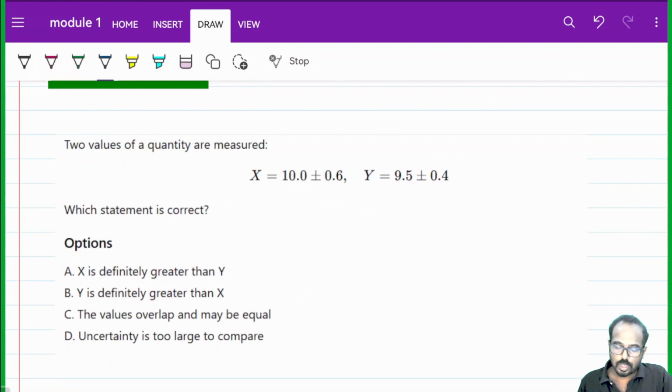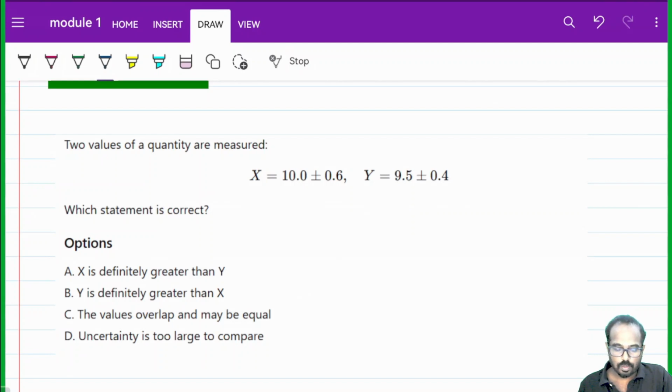Okay, I'm going to give you the explanation. Two quantities x and y are measured, and their absolute uncertainty values are given. Which statement is correct? In this type of question, you need to read all the options and eliminate the wrong answers first. So x is definitely greater than y, y is definitely greater than x, the values overlap and may be equal, uncertainty is too large to compare. In one option you can see that the values overlap.